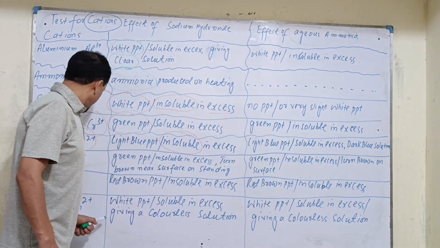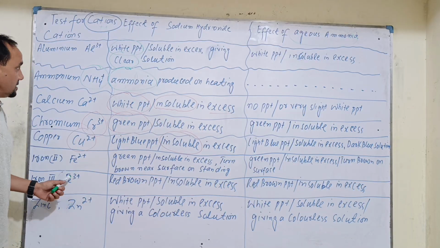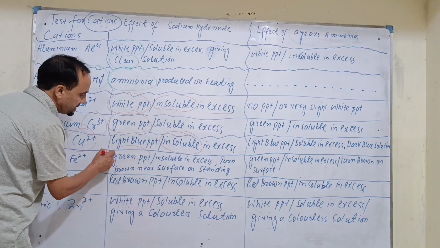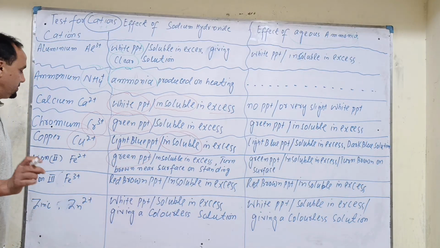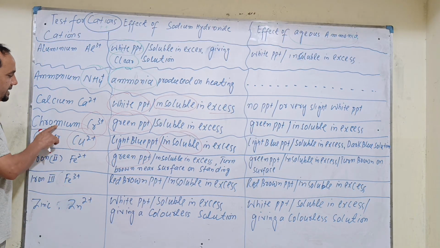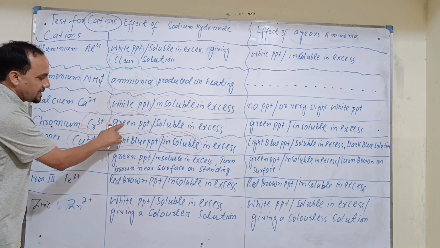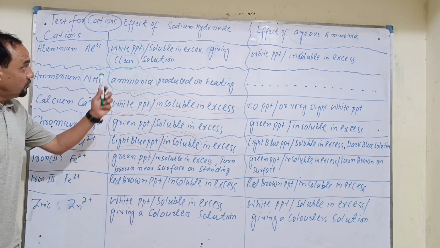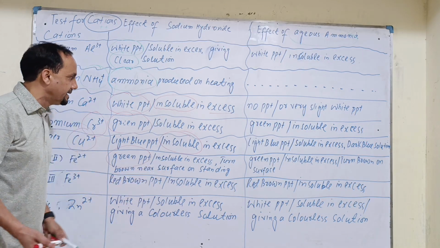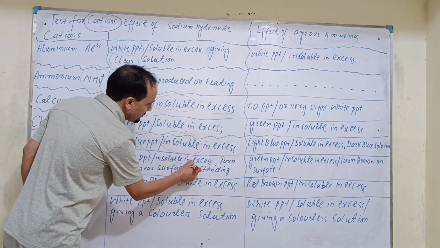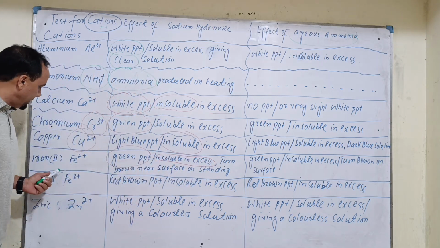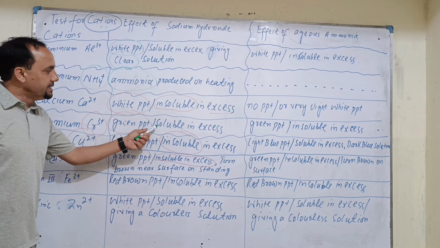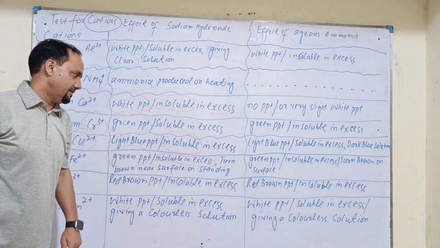blue solution. For Fe2+, when a few drops of sodium hydroxide are added, green precipitate. Now there is a confusion. For Fe2+ and for chromium 3+, the color of the precipitate is the same. Then how can we differentiate? When further sodium hydroxide is added, the precipitate will remain insoluble if it contains Fe2+, and if it contains chromium, the precipitate will dissolve.